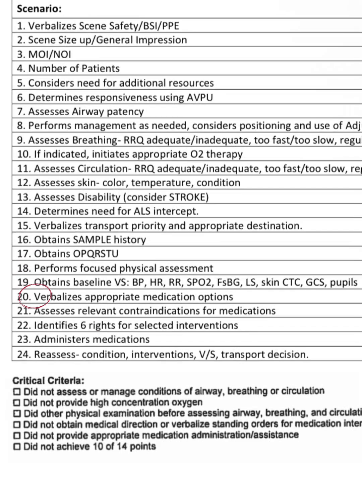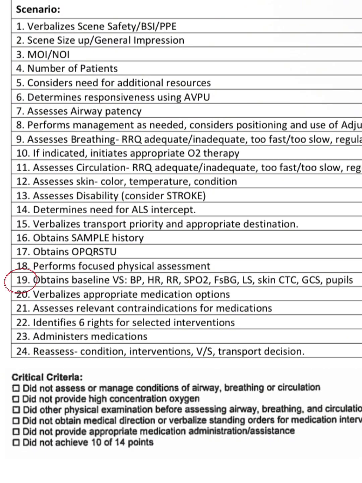Then you will obtain their baseline vital signs. Make sure to ask every single vital sign one at a time so that the examiner has a chance to respond to each one individually. And make sure you're not missing any of them. This is important to get full points.